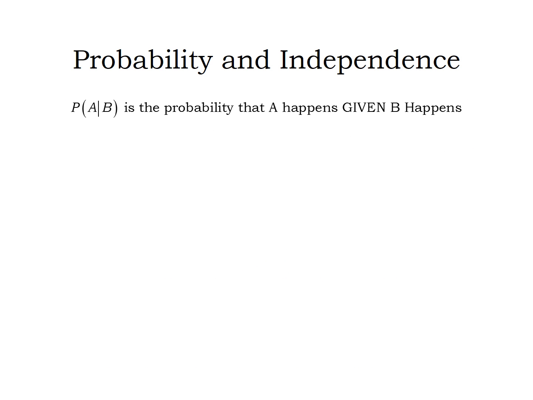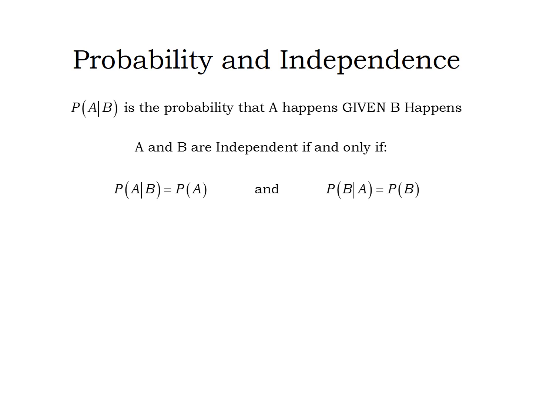So those two events we just looked at were examples of independent events. Now, terminology-wise, our two events are independent. So A and B are independent if and only if. That means this is a definition. So if they're independent, then these two statements below are true. And if these two statements below are true, then A and B are independent. That's where the if and only if comes in.